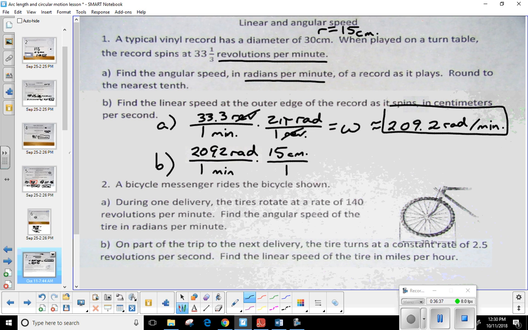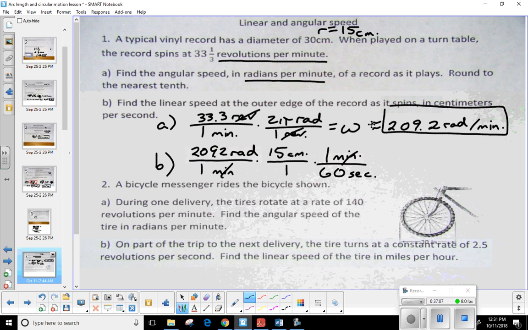Now, should I stop there? If I stop here, it's going to be in centimeters per minute. What is the question asking for? There you go. We still want centimeters, so I'm not going to alter that, but we want it per second. So I'm going to have to tack on another fraction. In fact, what would it be? 1 minute over 60 seconds. I have to put the minutes on top because I want those to cancel.